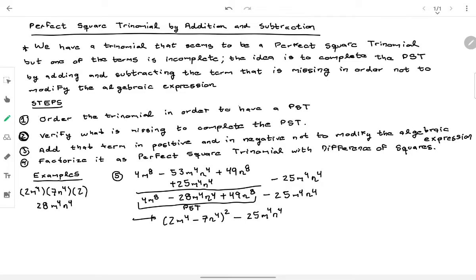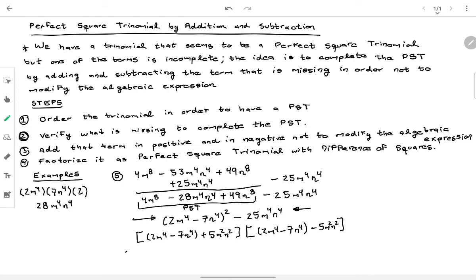So here I have a difference of squares. So the difference of squares is going to be, open up two brackets. On the first one, it's going to be 2m to the 4 minus 7n to the 4. In the other one, it's going to be also 2m to the 4 minus 7n to the 4. And it's going to be plus and minus. The square root of the first one is 7m squared n squared. The square root of the second one is 5m squared n squared.